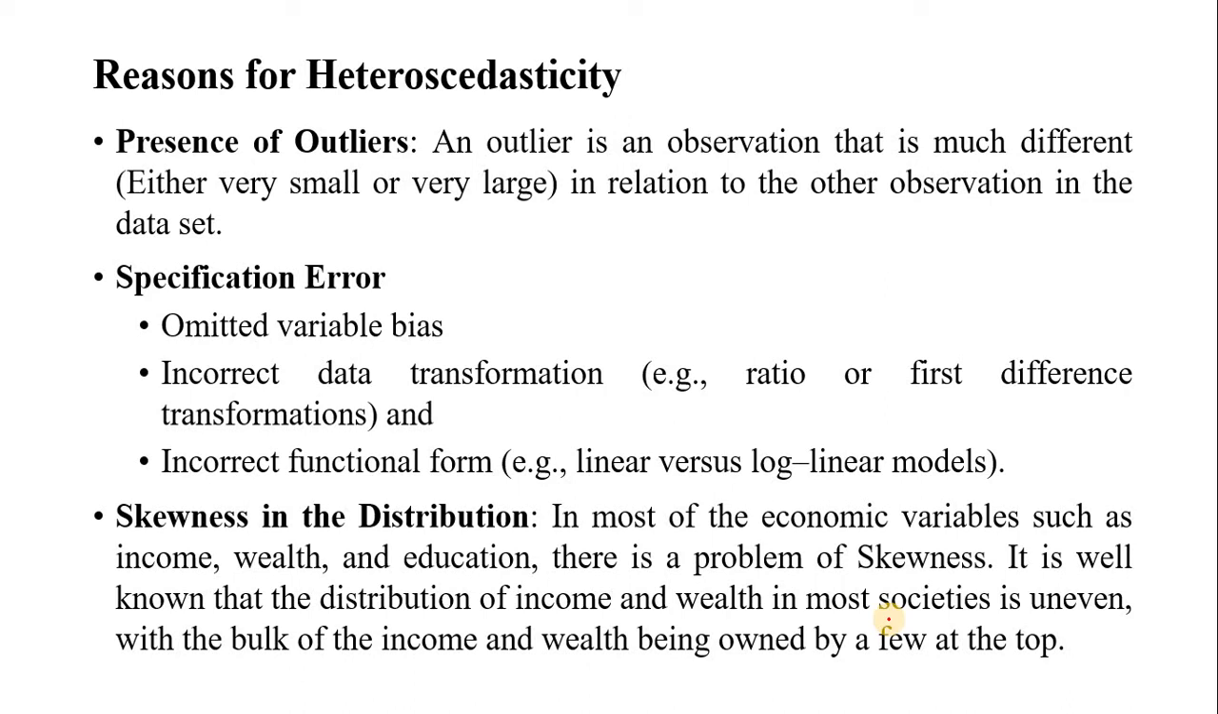Then the next reason is specification errors. What is meant by specification error? It is nothing but omitted variable bias, incorrect data transformations, and incorrect functional forms. Omitted variable bias means certain important variables are excluded from our model, or certain irrelevant variables are included. Both are called omitted variable bias or inclusion variable bias.